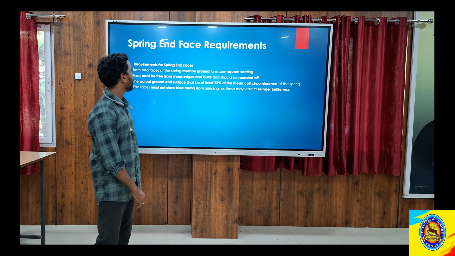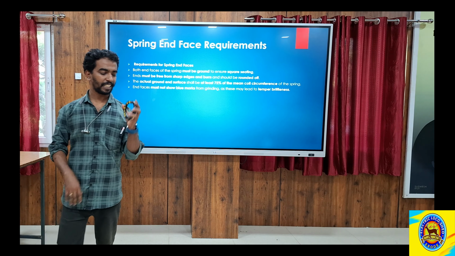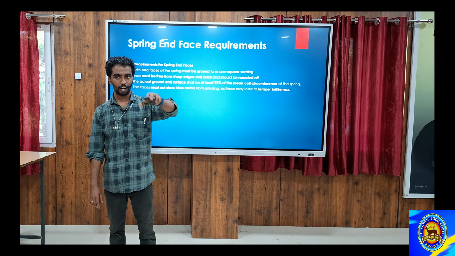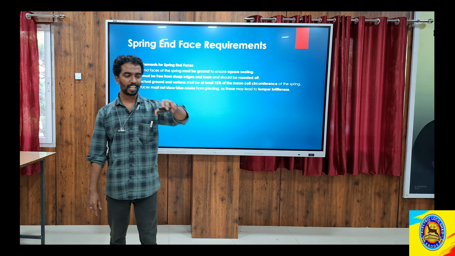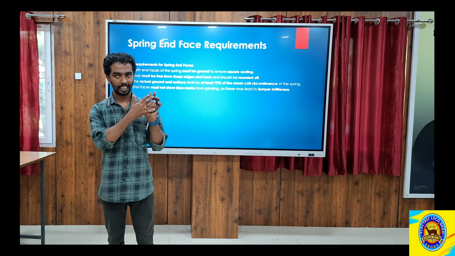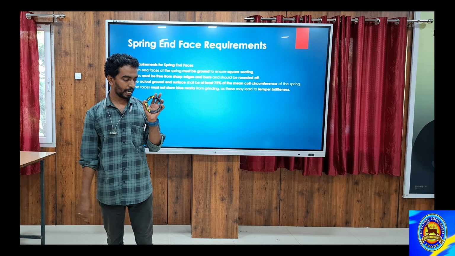Next, spring end face requirement. The end face is the place where we place the spring on the plate, where the spring has to be seated. This place must be very smooth. There should not be any burrs or any kind of sharp edges. Okay.